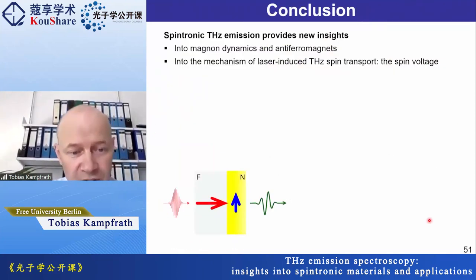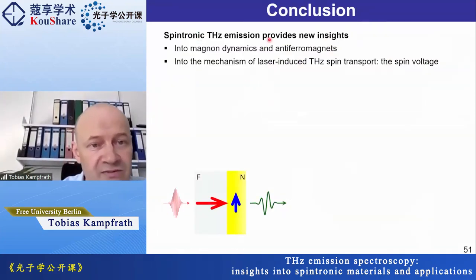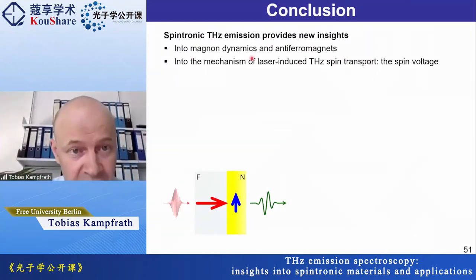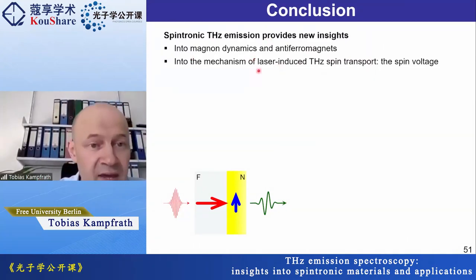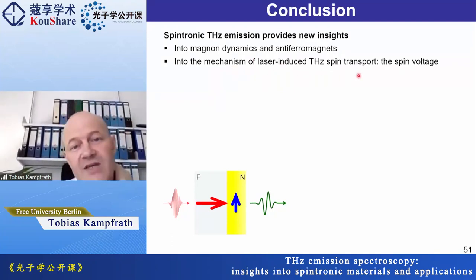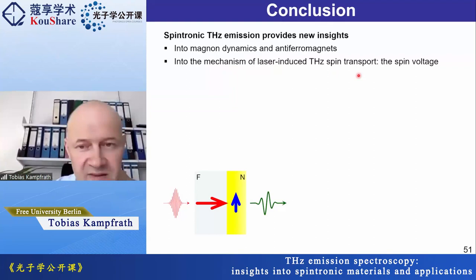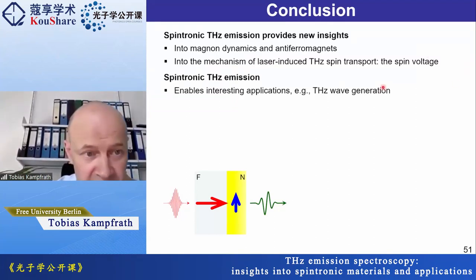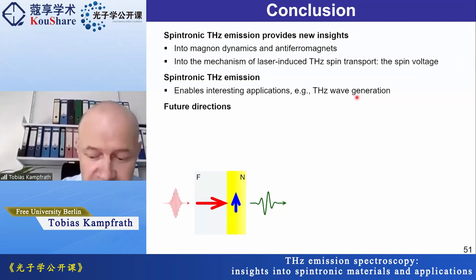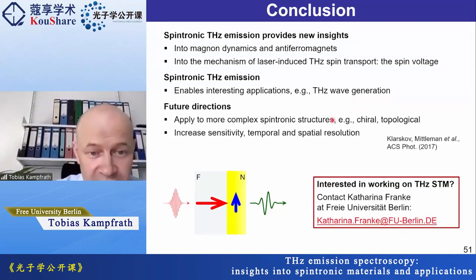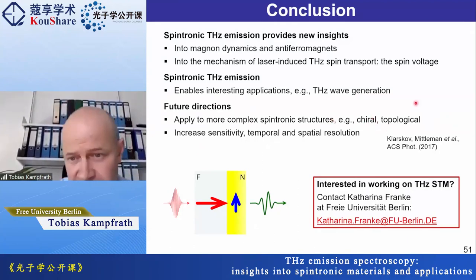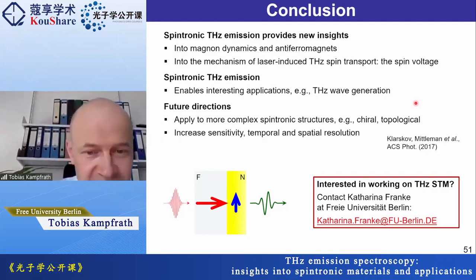Well, and this is now the big summary of this tutorial. Spintronic terahertz emission provides us with new insight into magnon dynamics in antiferromagnets, but also into the mechanism of laser-induced spin transport in metallic samples, which are driven by the spin voltage. And so it also shows that spintronic terahertz emission is interesting for applications, for example, terahertz wave generation. And in the future, it would be great to apply this to, for example, more complex structures, chiral materials, topological materials, as Xiao Jun does in her works.